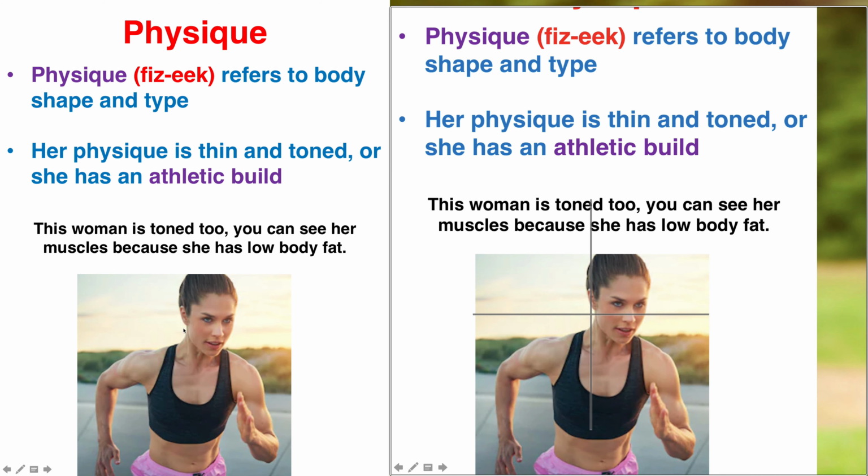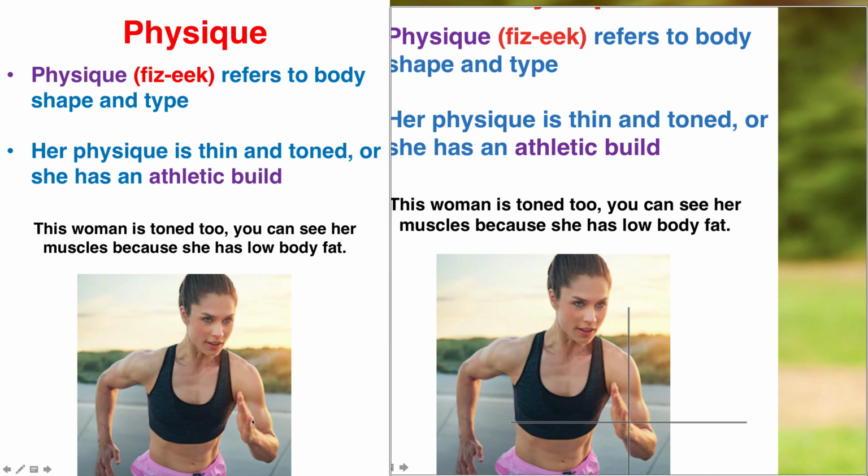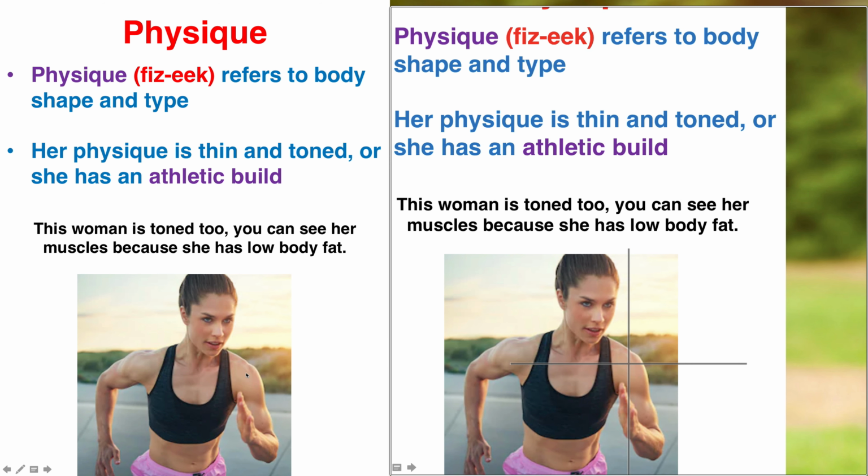So for example, looking at this woman over here, she is very toned. You can see all of her muscles here. You can see her deltoids. You can see her triceps. You can see her biceps. You can see her abdominals, all very clearly. So she exercises a lot, eats well, and has very low body fat.